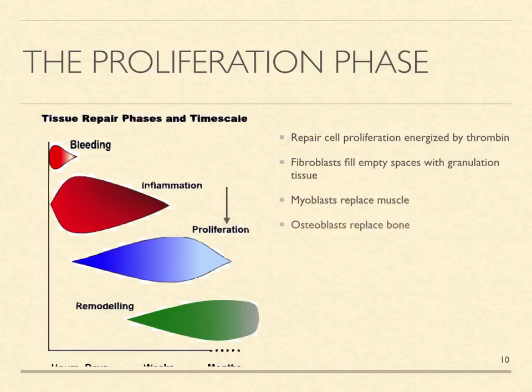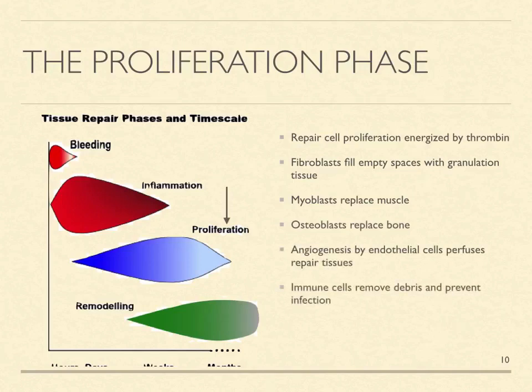Fibroblasts multiply and generate collagen to produce granulation tissues that fills empty spaces. Immune cells phagocytize debris and bacteria and produce immune proteins to prevent infection. Myoblasts produce muscle, and osteoblasts produce bone to replace damaged tissues. Angiogenesis, or capillary formation by endothelial cells, perfuses the proliferating repair tissues. The cells release chemokines, cytokines, caspases, prostaglandins, and other cellular hormones to communicate with one another to coordinate their repair activities.